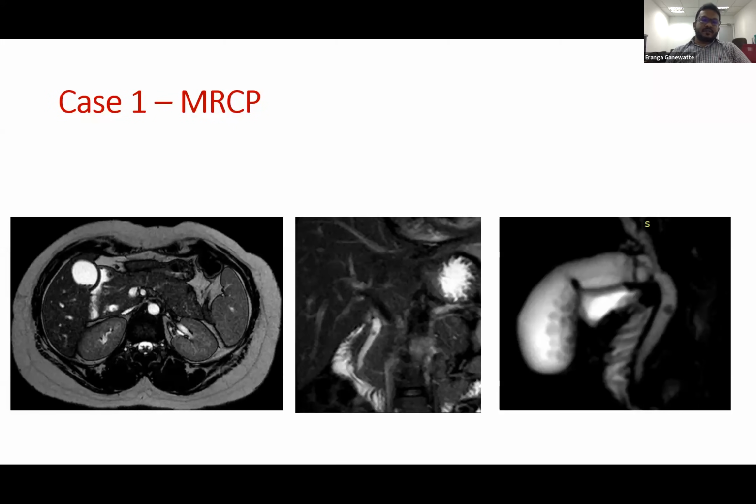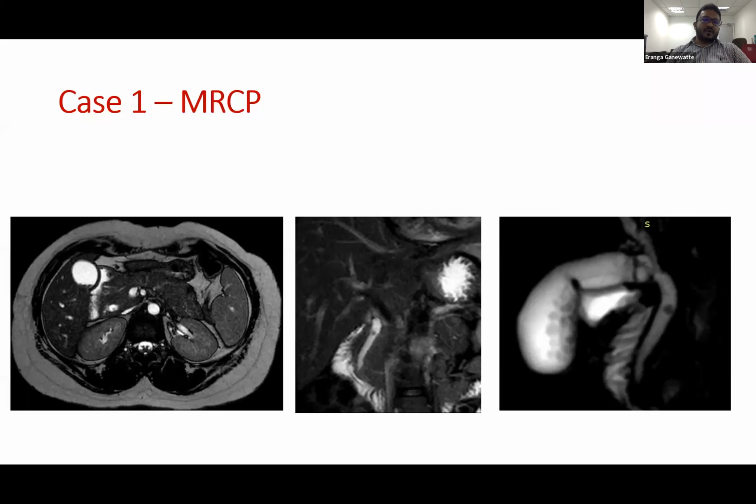So it's obvious that the patient is having a CBD calculus, and make sure that you don't look only at these 3D reconstruction images. The images on the left and the middle are the best images if you want to find a tiny calculus, which you might not be able to see on the 3D reconstructed images.